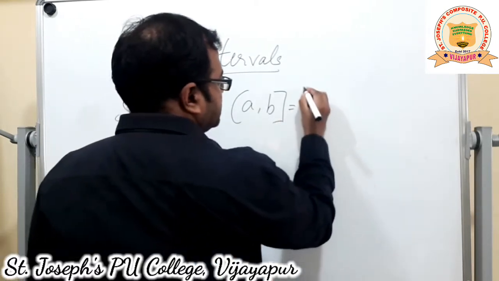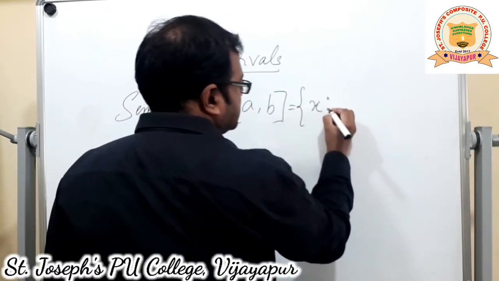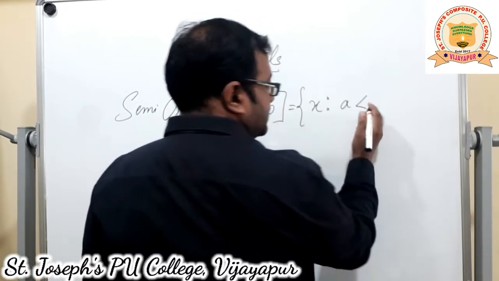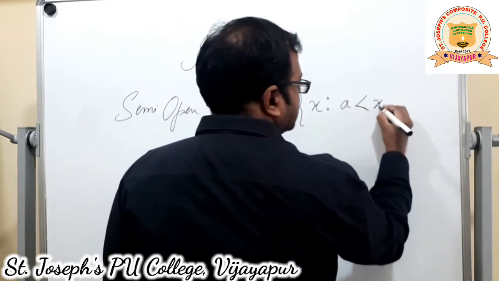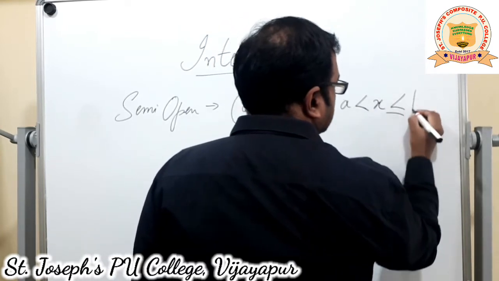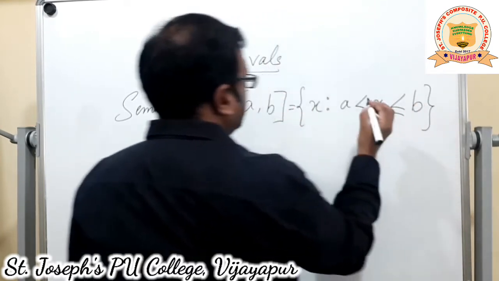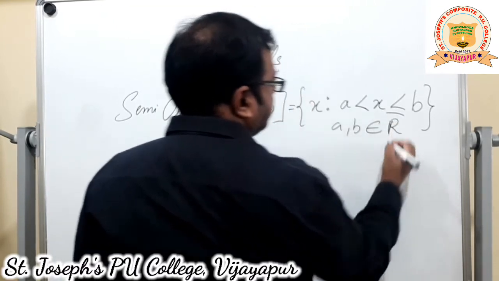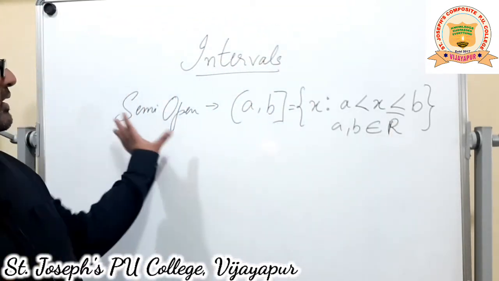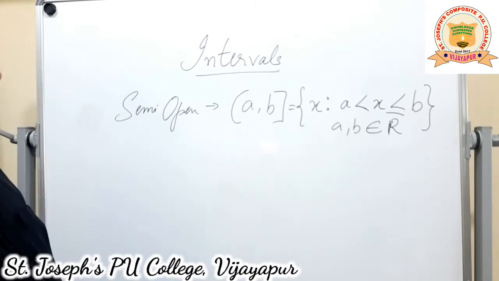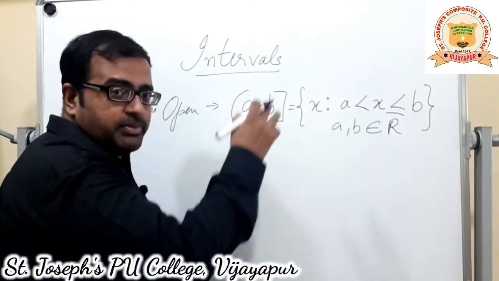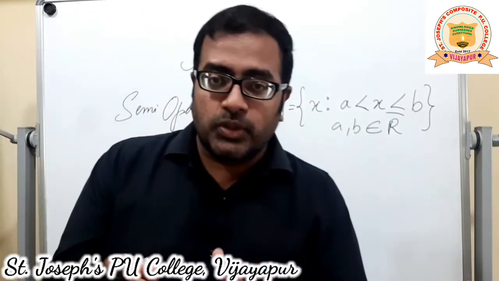So how do you define this? Set of all x such that a strictly less than x, which is less than or equal to b, where a and b belong to R. Now this is the definition for a semi-open interval. So how can you compare this with natural numbers? I'll just compare with natural numbers always because it's easy to understand.